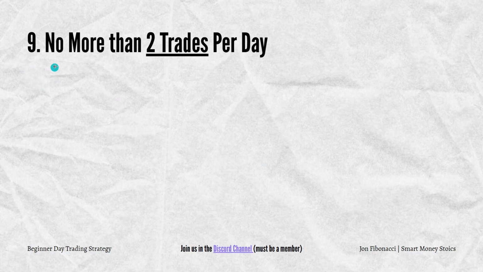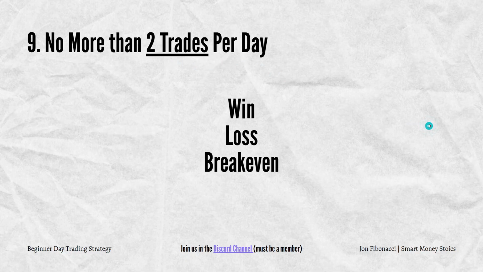Number 9, no more than 2 trades per day. Whether it be a win, a loss, or a break even. Now, this is important because this is risk management. We don't want to over trade. We don't want to be on a 1 minute time frame trying to be a machine gunner taking 20 trades a day. That is not what you want to do. That is a good way to go on tilt, and that's a good way to lose a lot of money. So what we want to do is limit that to 2 trades per day, no matter what the outcome is.